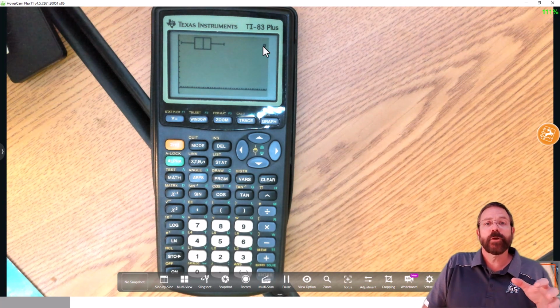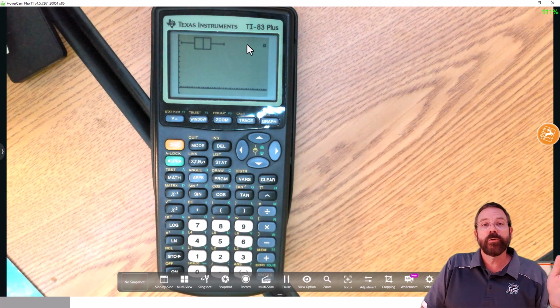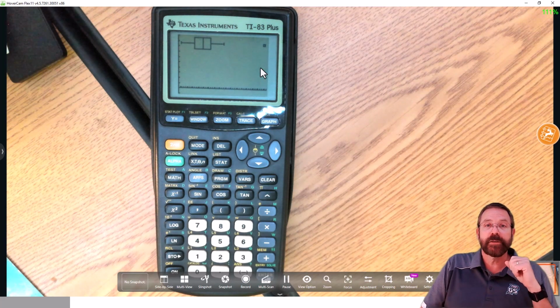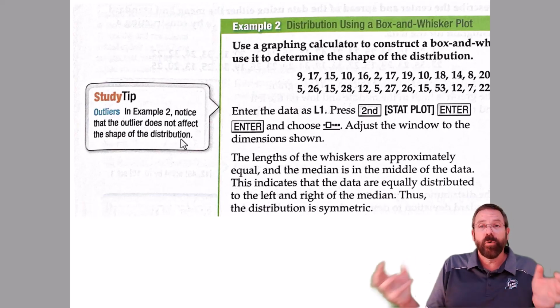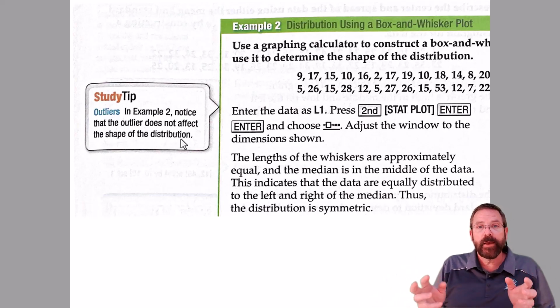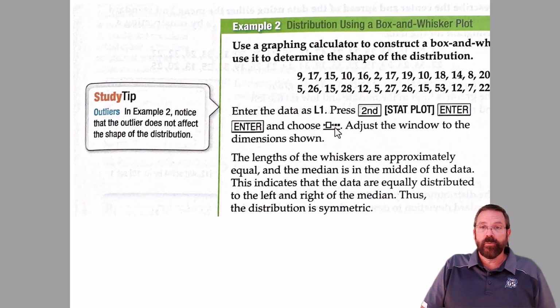So the handheld graphing calculator will also show you how to graph these both with the outlier included in the data set and separating the outlier from the data set. Pretty handy things to know. Quick little study tip. It says in example 2, notice that the outlier does not affect the shape of the distribution. That's because they pulled that outlier out. If they had left the outlier in the distribution, it affects the shape of it greatly. And also I'll point out in their instructions, they showed you to select the box and whisker that has the two little dots on it to separate that outlier from it. Let's keep going.